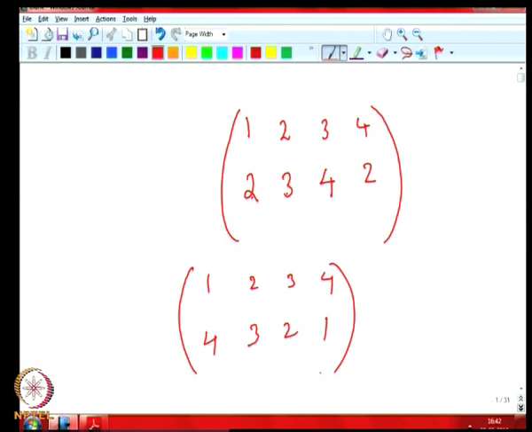This is also a derangement, right, because we never get i in the ith position. If you look, we are getting a number which is different from i. So the question we are going to address now is how many derangements are there.